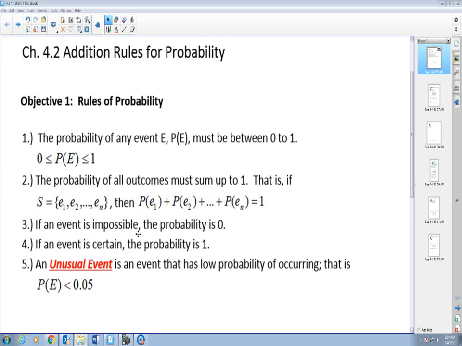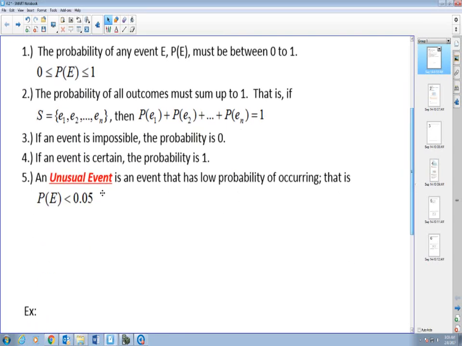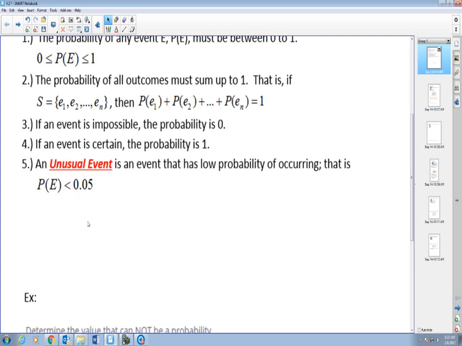If an event is impossible, then the probability is 0. If an event is certain, probability is always 1. Now this thing called the unusual event is referring to any event that has a low probability of occurring. That is to say, the probability of an unusual event is always less than 0.05, which is less than 5%. Anything less than 5% is unusual to occur, not likely to occur.